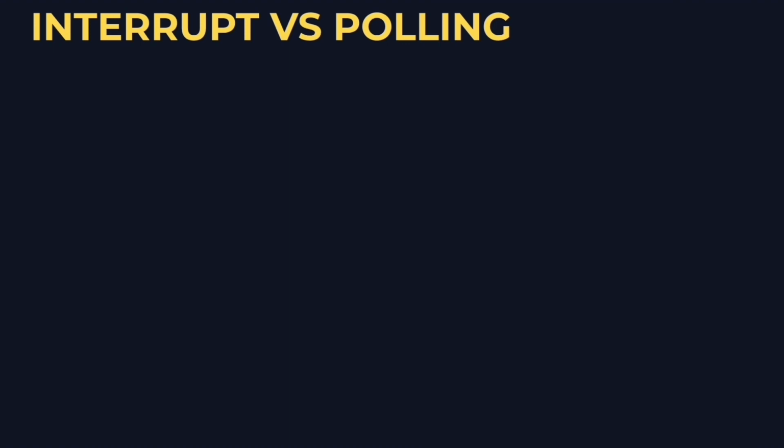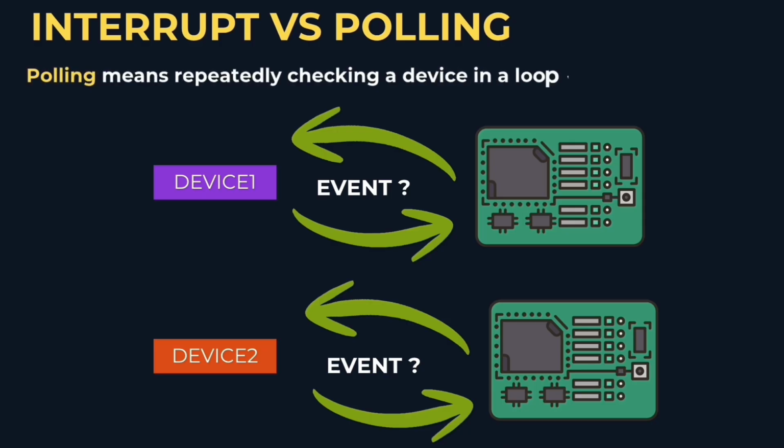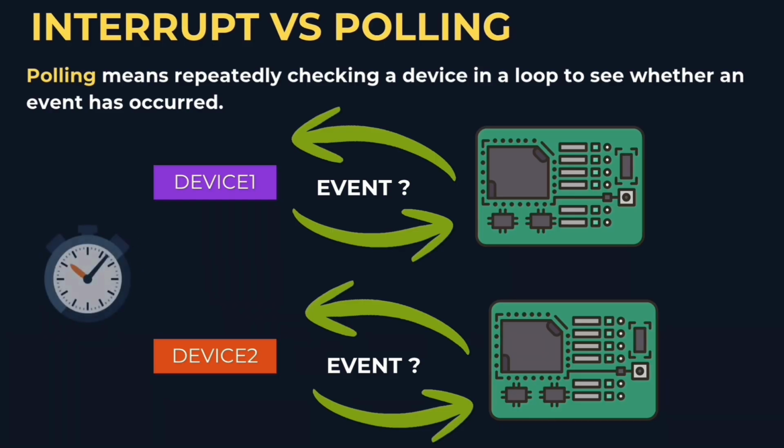Why are interrupts needed? Without interrupts, the processor would need to continuously check whether an event has occurred. This technique is called polling. Polling means repeatedly checking a device in a loop to see whether an event has occurred. Polling wastes processor time, whereas interrupts allow the processor to respond only when an event actually happens.